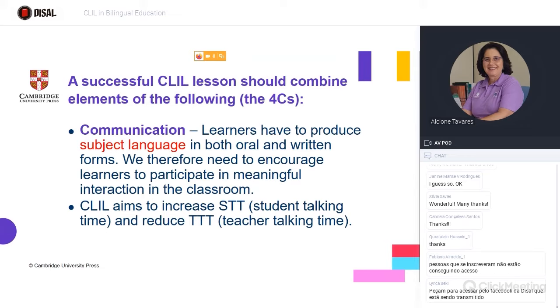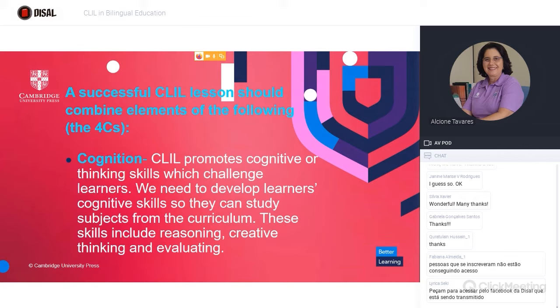Cognition involves cognitive or thinking skills. CLIL promotes cognitive or thinking skills, which challenge learners. We need to develop learners' cognitive skills so they can study subjects from the curriculum. These skills include reasoning, creative thinking, and evaluating.